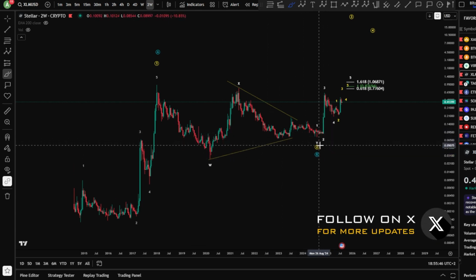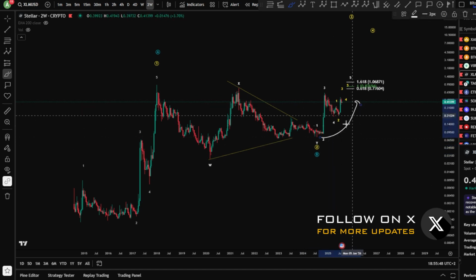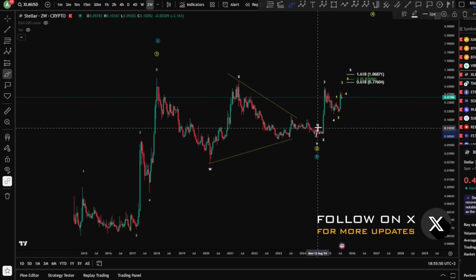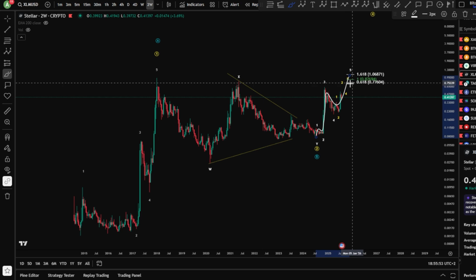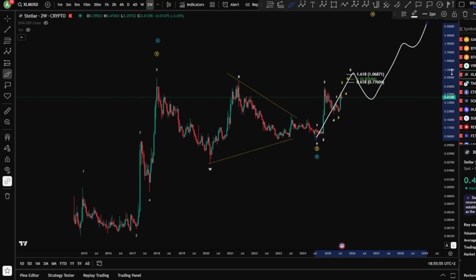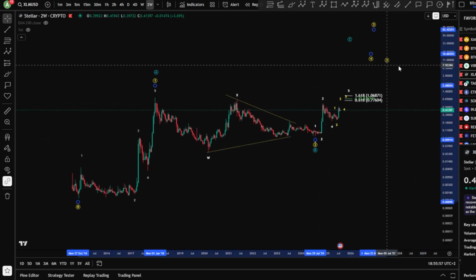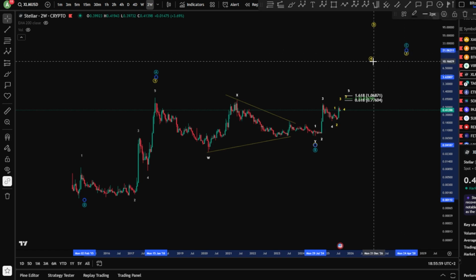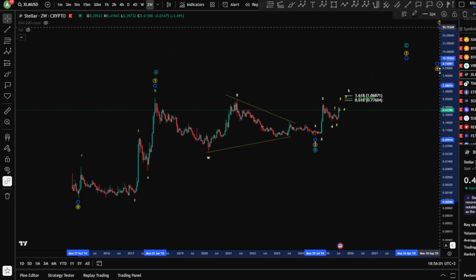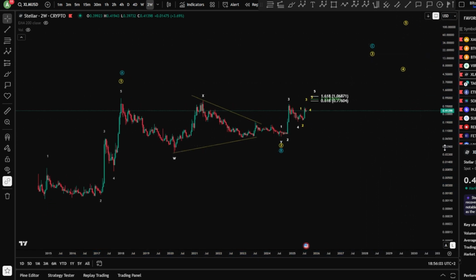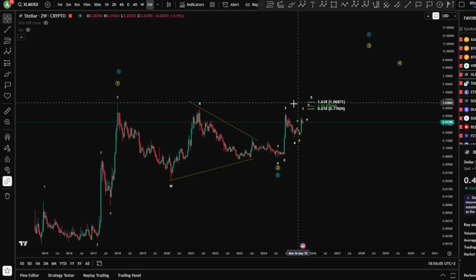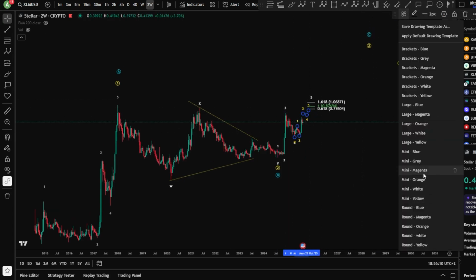In both scenarios, you would like to see continuation toward the upside, where you see 1, 2, 3, 4 and a 5, a potential wave 1, 2, 3, 4, 5, continuation for a wave 3 or a wave C there. And in case we are in an impulse, you would like to see a 4 and a 5 towards higher prices.